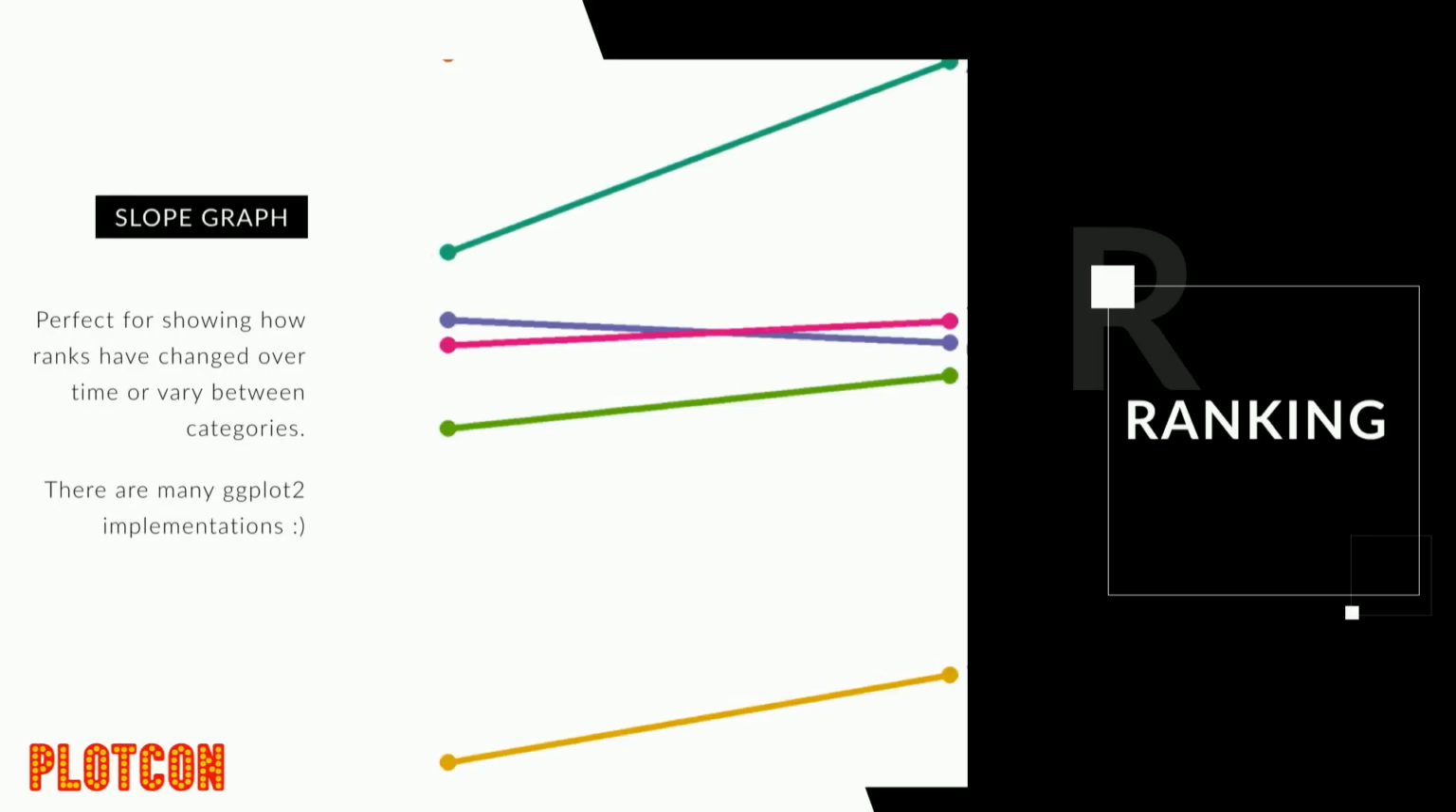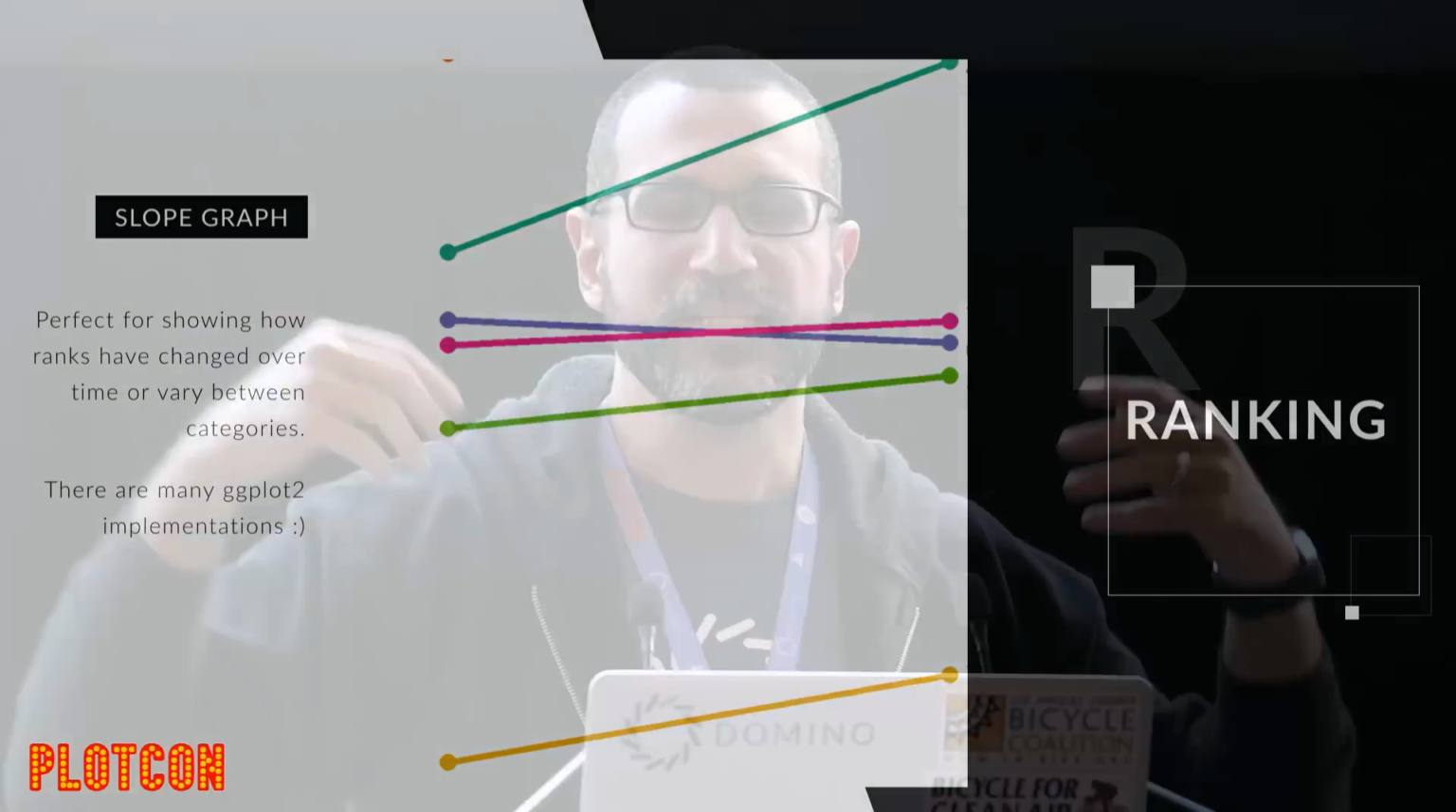Then you go to slope charts. Slope charts are one of my favorite ways of showing ranking because they're a static chart that shows you the ranking at one point in time and the ranking at another point in time. It's a fantastic way of seeing the before and the after, and you can see that things that were at the top are now at the bottom.